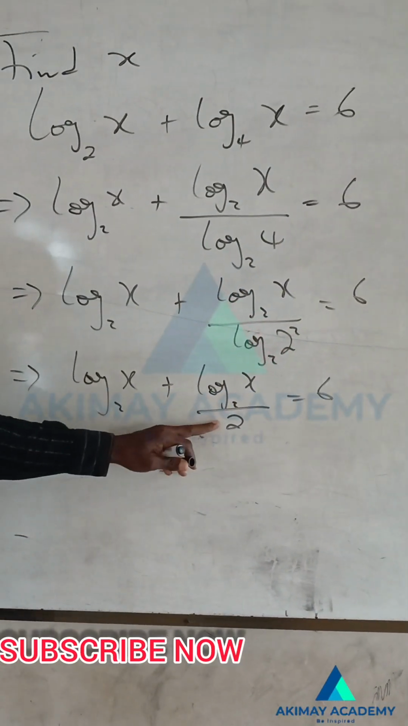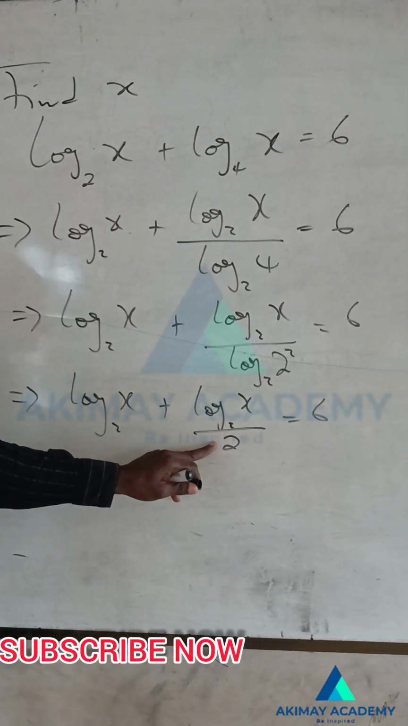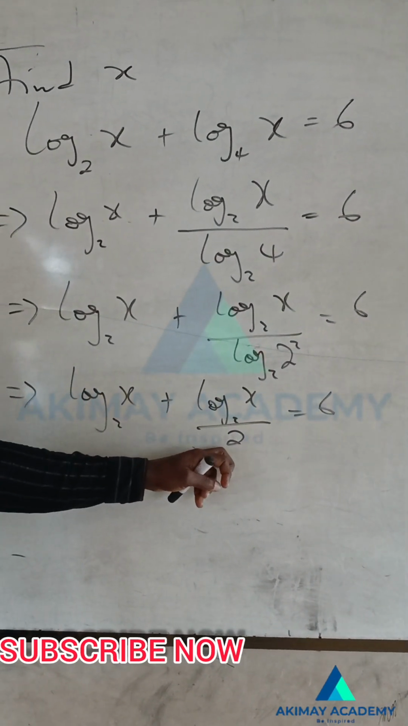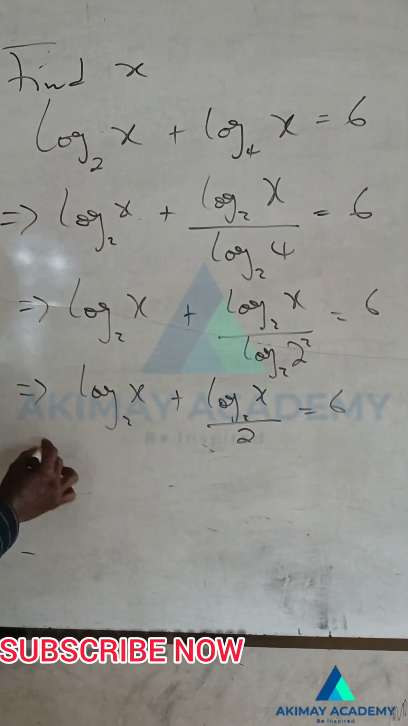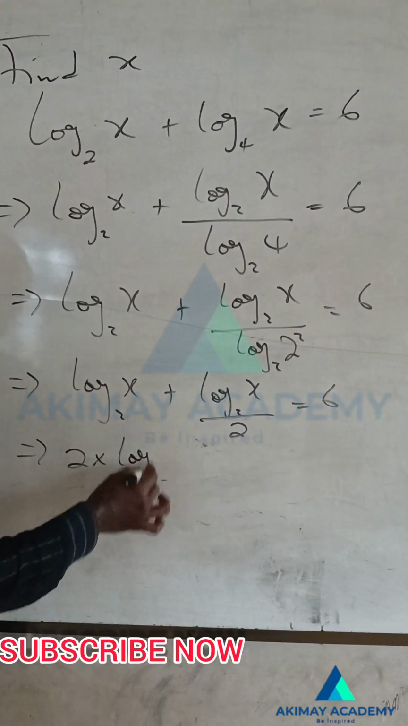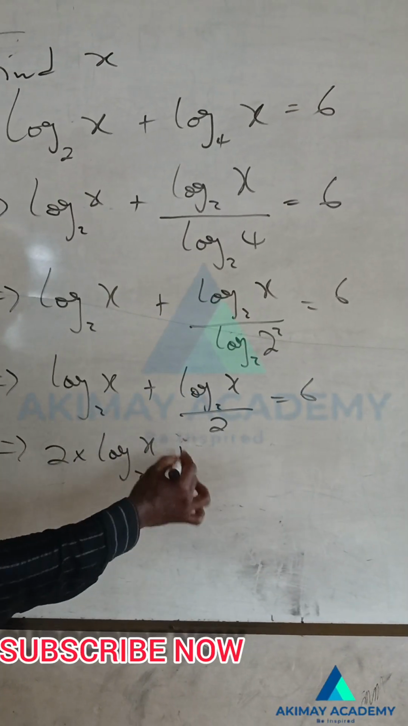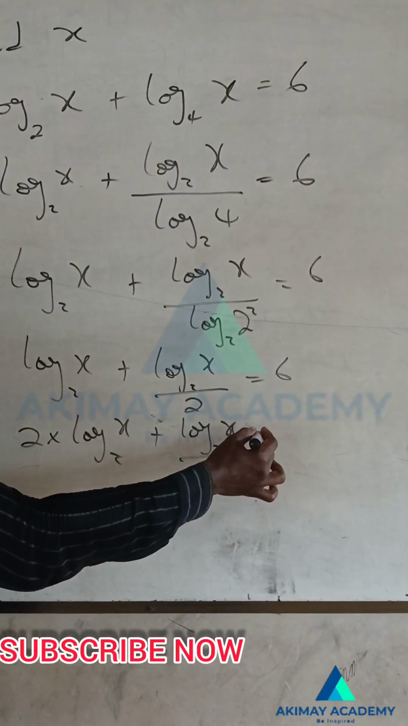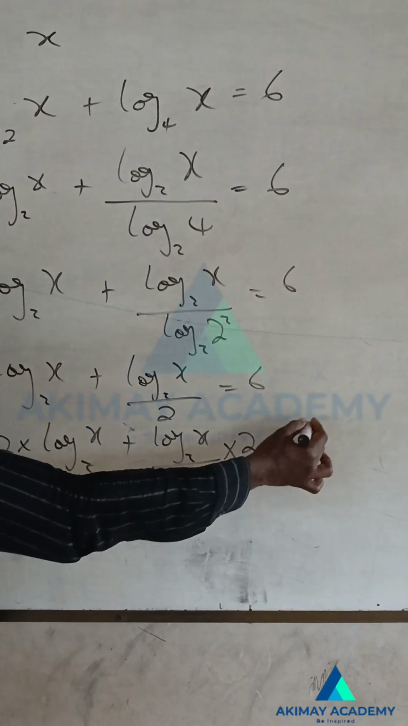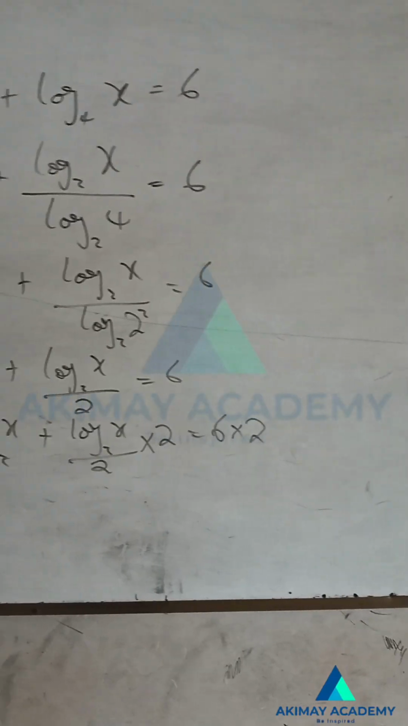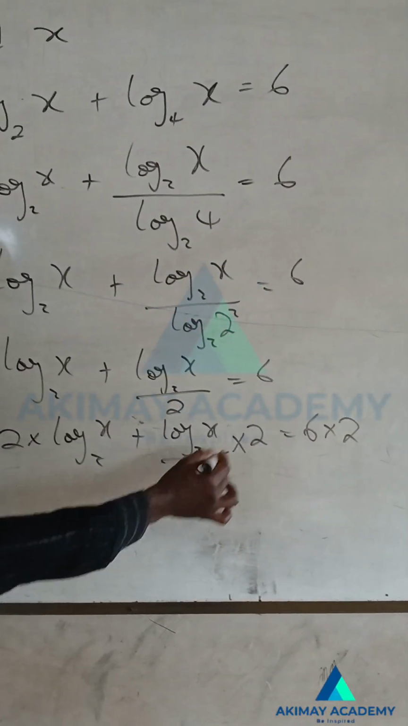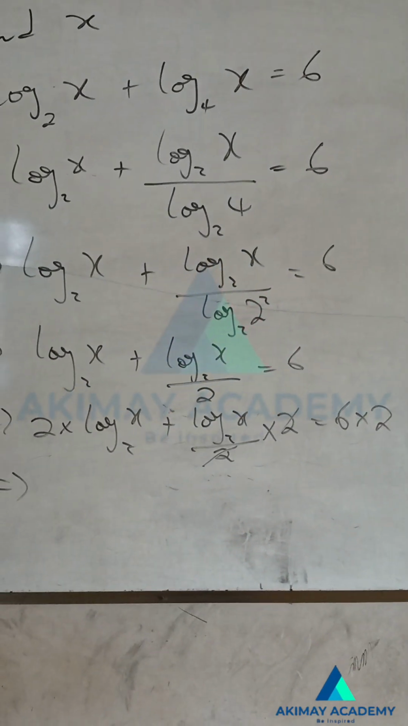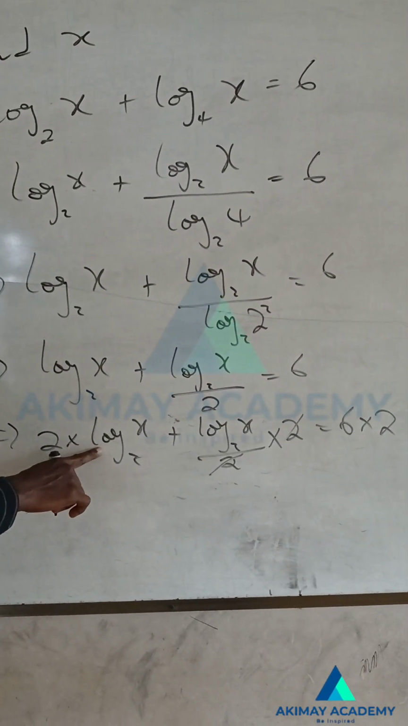So at this point, what we do, this is a fraction. Okay? A denominator of 2. So we multiply 2 by the denominator, which is 2. Over here, and this is going to give us 2 times log x to the base 2 plus log x to the base 2 times 2 equals 6 times 2. Okay, so this 2 will cancel this 2 off, and we are going to have this 2 is multiplying the logarithm.